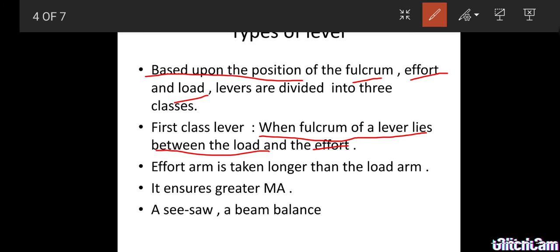That means if the fulcrum is in the middle between the effort and load, that type of lever is called a first class lever. In that case, the effort arm is taken longer than the load arm, so the mechanical advantage is greater. For example, seesaw and beam balance. But actually what happened?